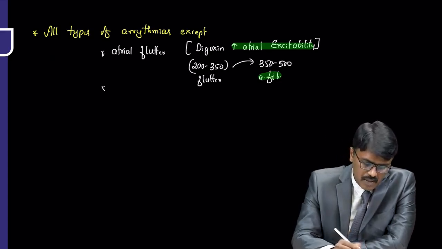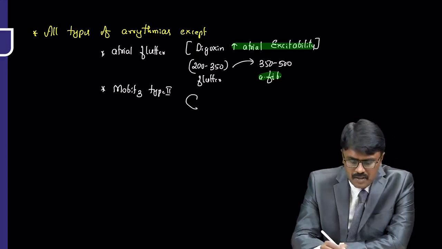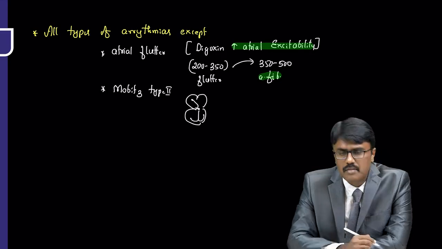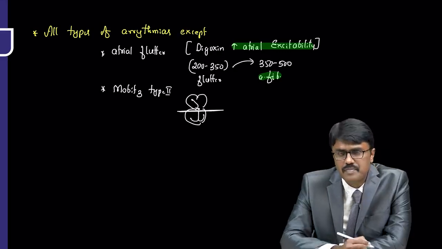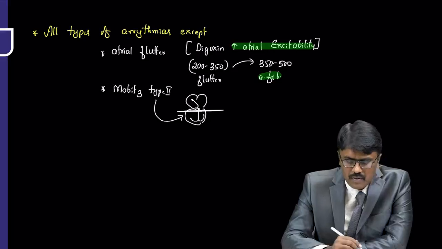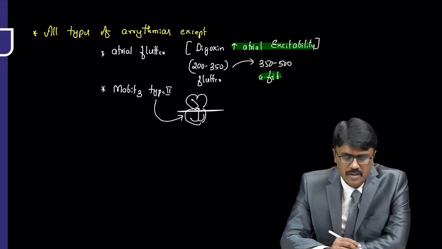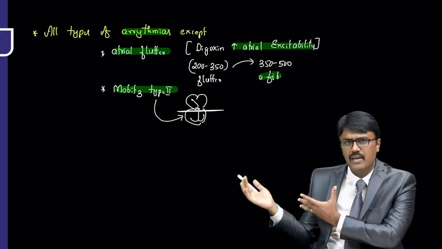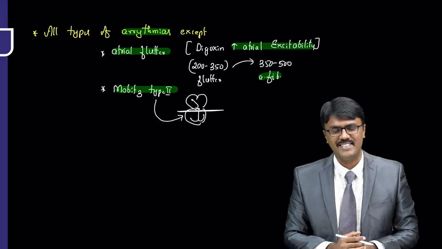The second important arrhythmia that is not seen is Mobitz type 2. Now the reason why Mobitz type 2 is not seen: this is the heart and this is the SA node, AV node, then bundle of His. Mobitz type 2 occurs below the AV node, and the drug will not act below this. That's the reason this type of heart block is not seen. So all types of arrhythmias are seen except atrial flutter and Mobitz type 2. I gave the explanation why; otherwise, just remember atrial flutter and Mobitz type 2 are not seen.